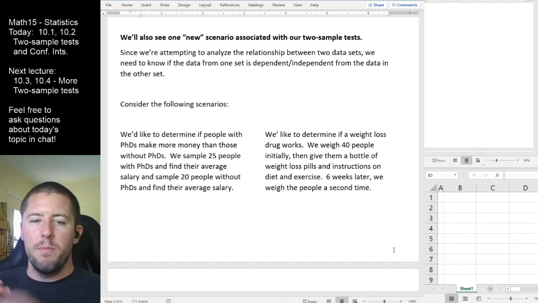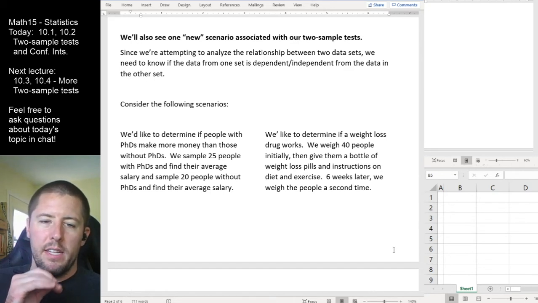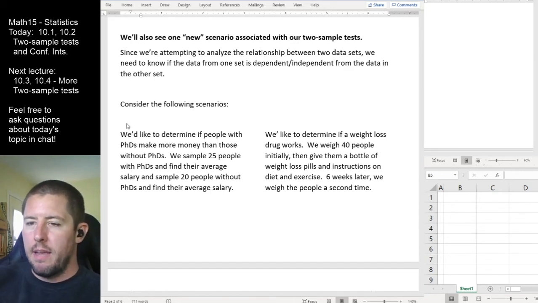These are 2 separate groups completely. We're not expecting to see any direct relationship between what we collected in the first sample and what we collected in the second sample. So here I would say these samples are independent of one another.